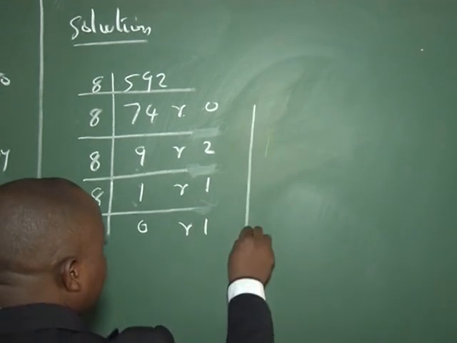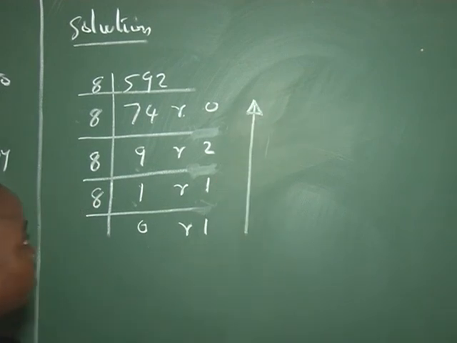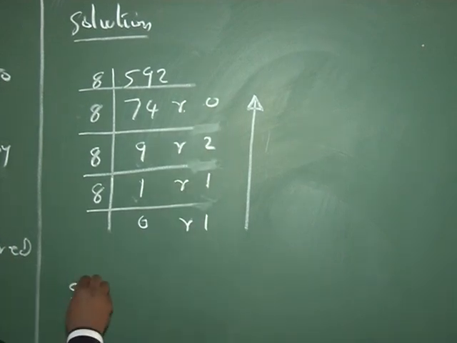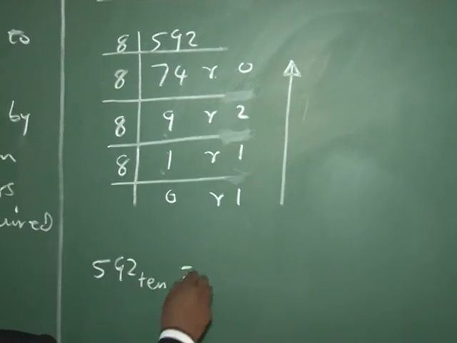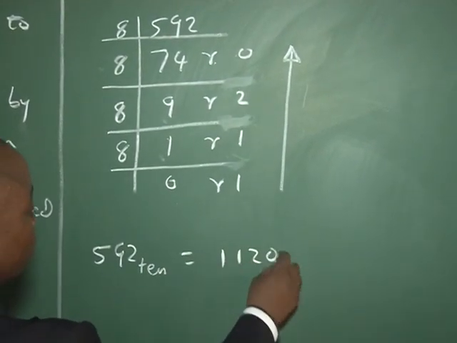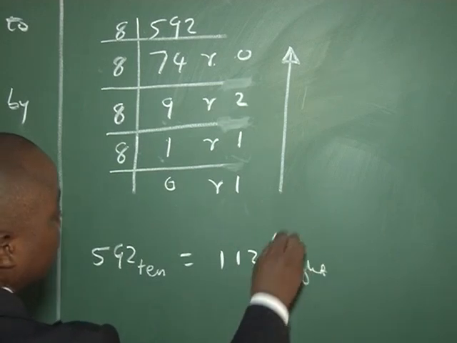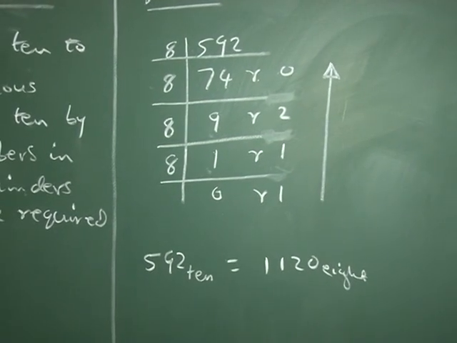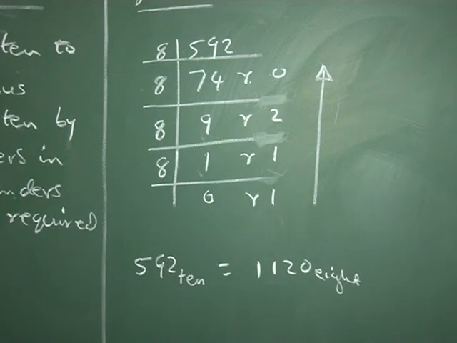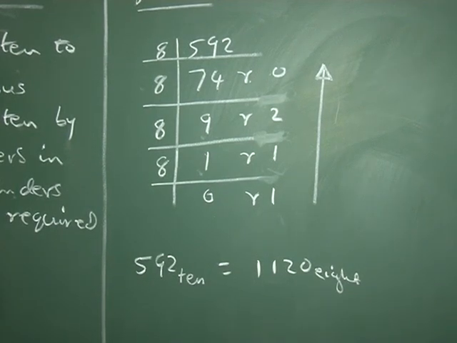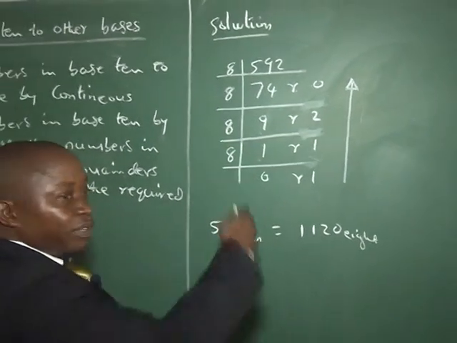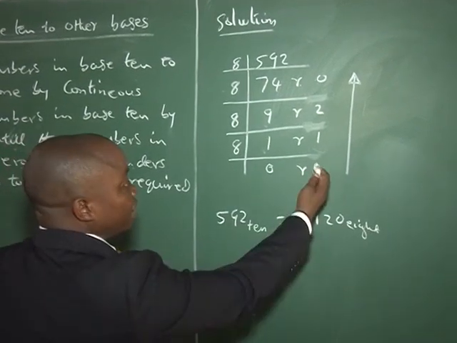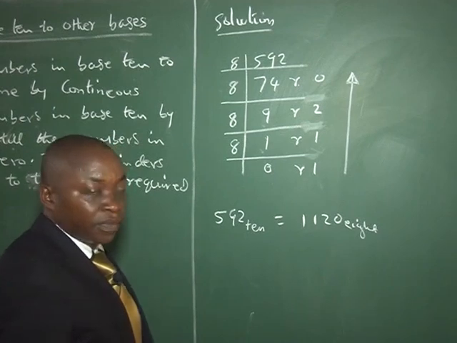We now take it in the direction of this arrow, from down to top. So we have that 592 in base 10 is equal to 1120 in base 8. So this is how conversion from base 10 to other bases is done. If it were to be in base 3 or base 5, for instance, the same process also applies. Divide it by 5, which is in base 5, till the number becomes 0. Then take the remainder from down to top. All right.